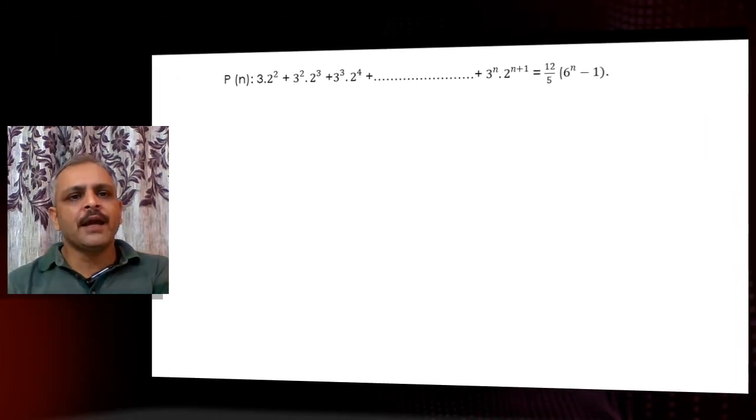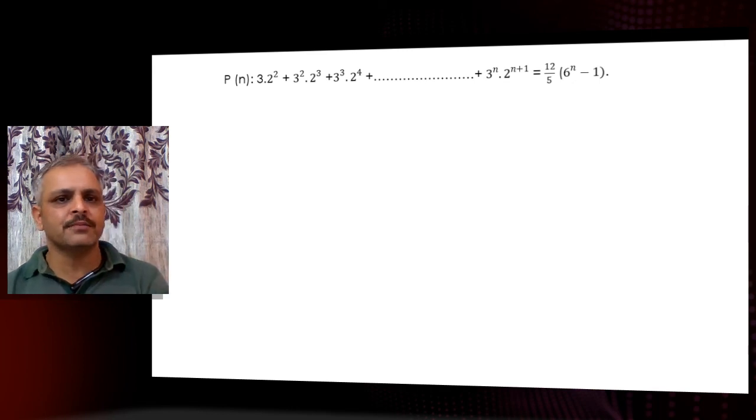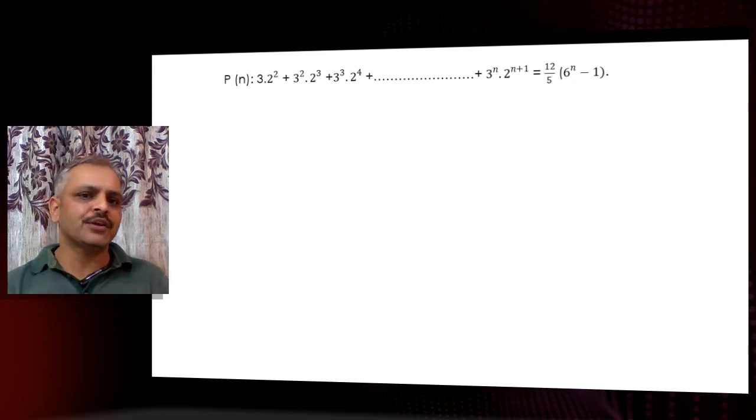Another problem is Pn is given 3 into 2 raised to power 2, 3 square into 2 cube plus 3 cube into 2 raised to power 4, and so on up to 3 raised to power n and 2 raised to power n plus 1. And we have to prove that this is equal to 12 by 5 into 6 raised to power n minus 1.